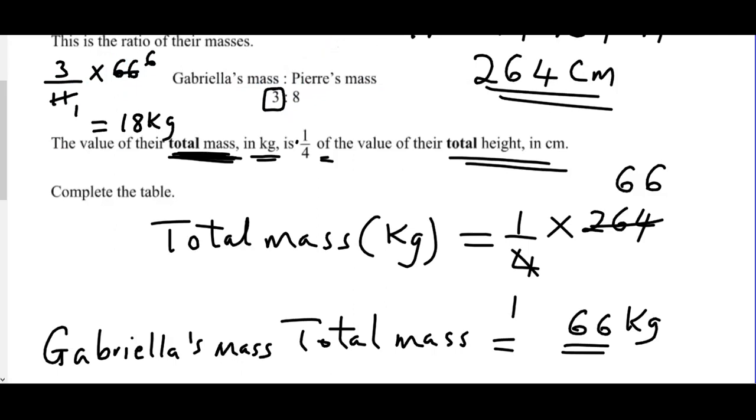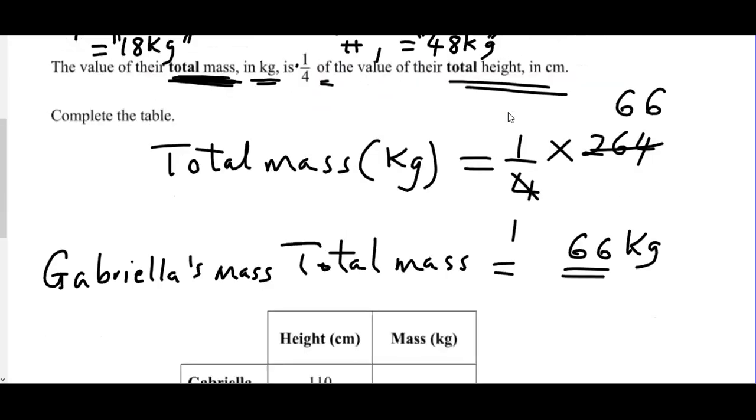How about Pierre? I'm going to do the same thing. Pierre takes 8 out of the total ratio, which is 11, multiplied by the total mass, which is 66 kg. When you simplify that by 11, that makes 6. 8 times 6, you're going to get 48 kg. It means that Gabriela is 18 kg and Pierre is 48 kg.